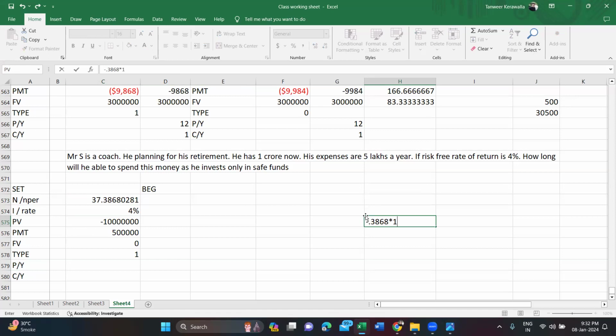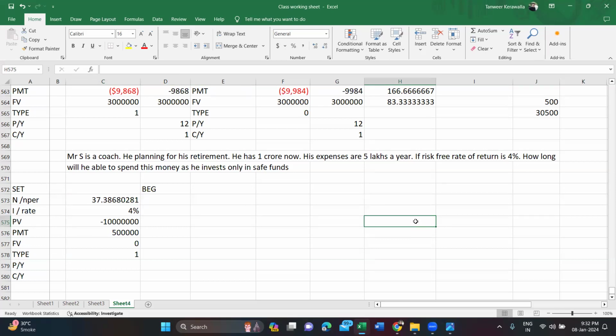0.3868 into 12 if you do. It comes to around 4.64 months, right, approximately? So 37 years and 4 or 5 months approximately he will be able to survive at this rate if he spends like this. So if he is planning, let's say if he is 60 years now and if he expects to live till 90, that's the average life expectancy.